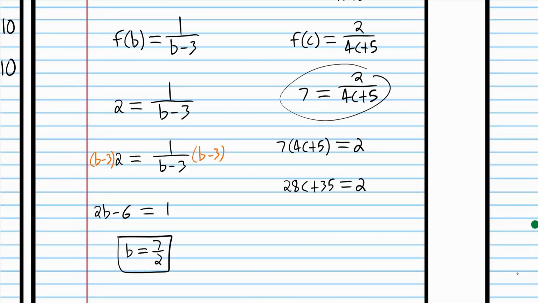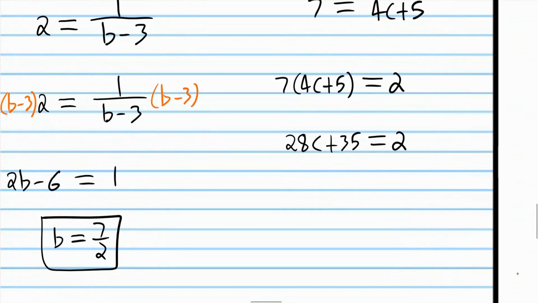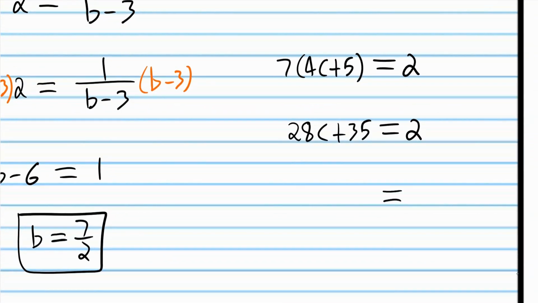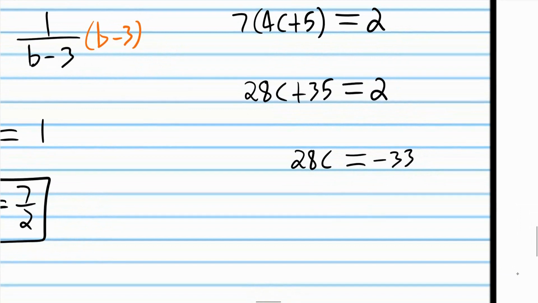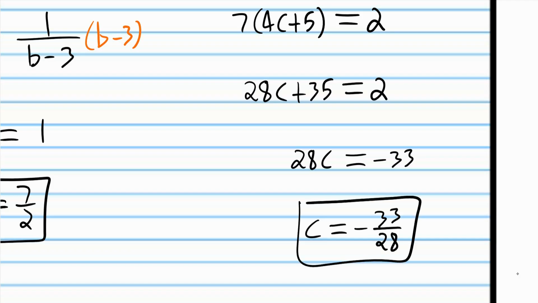So going from here to here is really what you would do when you get into upper mathematics courses. So we're going to subtract 35 from both sides of the equation, and then we're going to divide both sides of the equation by 28. Now, your calculus teacher is going to expect you to do this without any help.